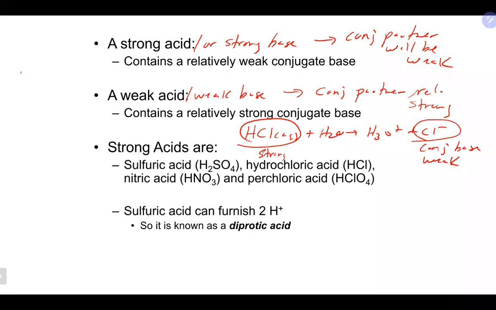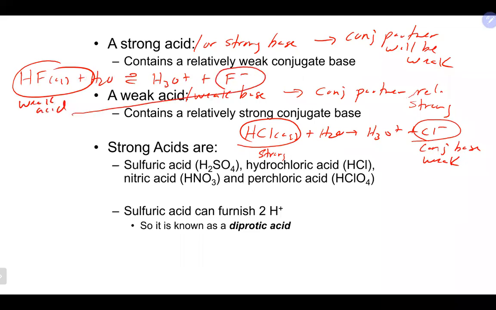Now, if you took something like HF, which is a weak acid, as we talked about, and reacted it with water, you get H3O plus and F minus. This would be a weak acid, and its conjugate partner would be F minus, the conjugate base, which would be relatively strong. What that means is not really important for our class, but it will actually have the ability to continue to react with water. So when you have something like F minus in solution with water, it's relatively strong.